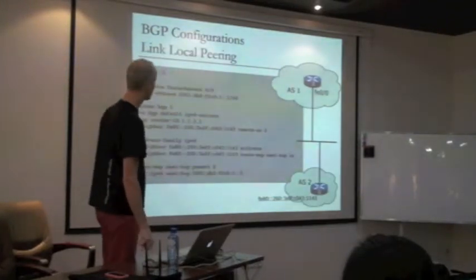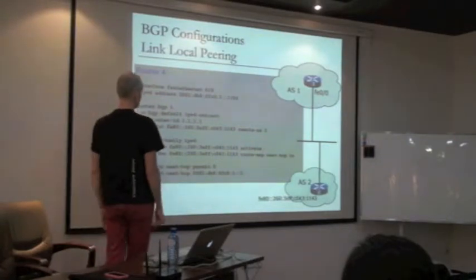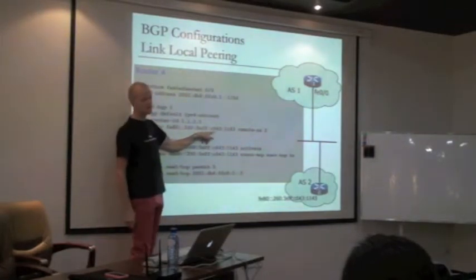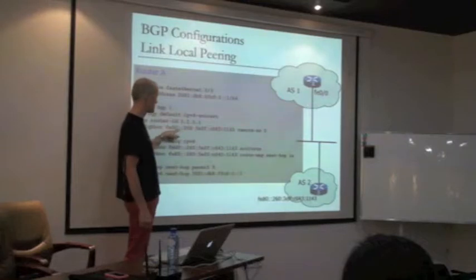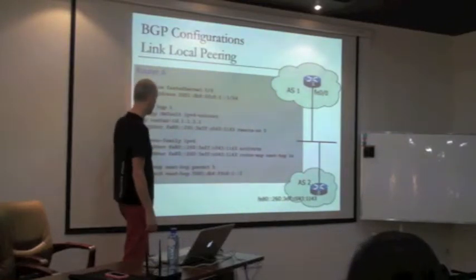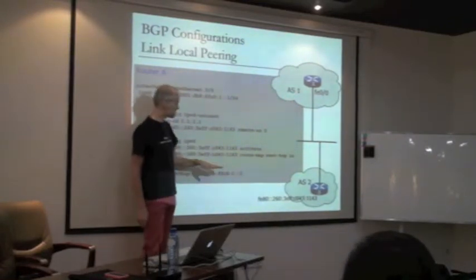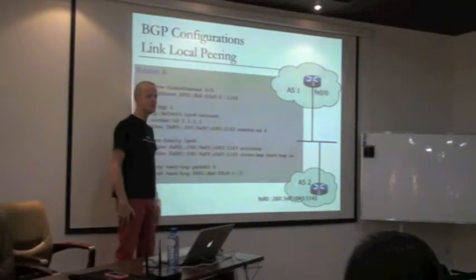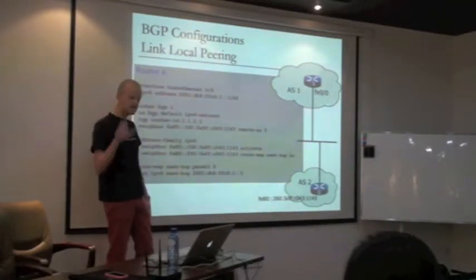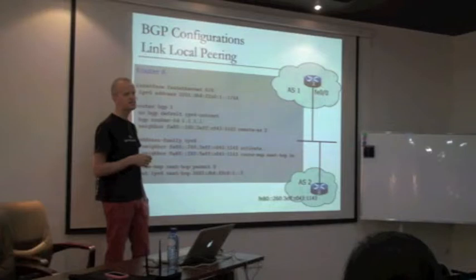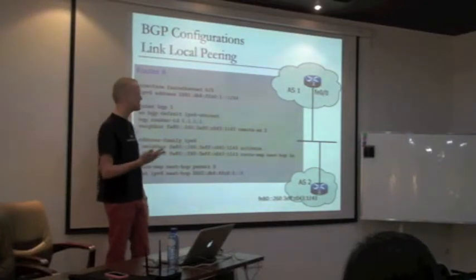You can do link local peering if you want. You can specify the link local address. Look, it's a very, very big address, easy to make mistakes. But then we need a route map which fixes the next hop. We can't use a link local address as the next hop address in BGP. It's got to be a global address.